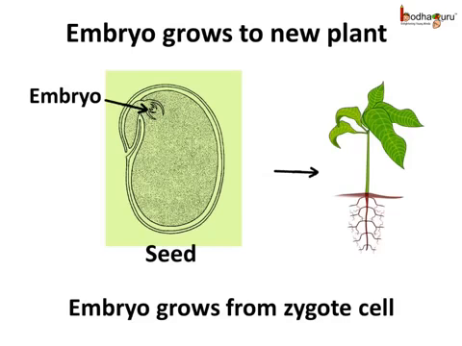This embryo develops from a single cell zygote. The zygote develops into the embryo, then embryo develops into the baby plant. So all starts from a single cell zygote. Let us see how the zygote is formed, starting from the beginning.